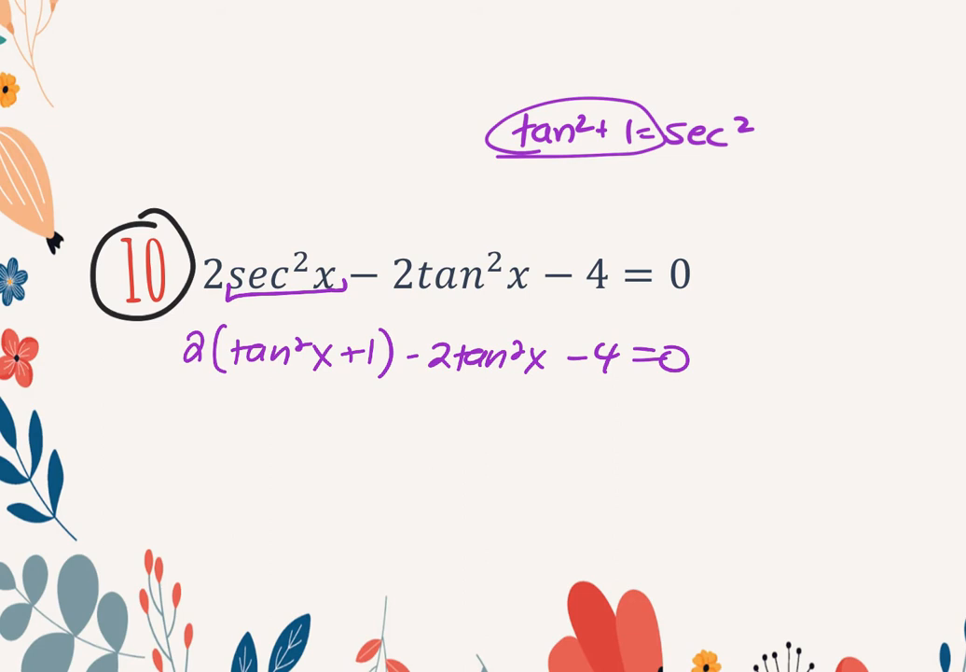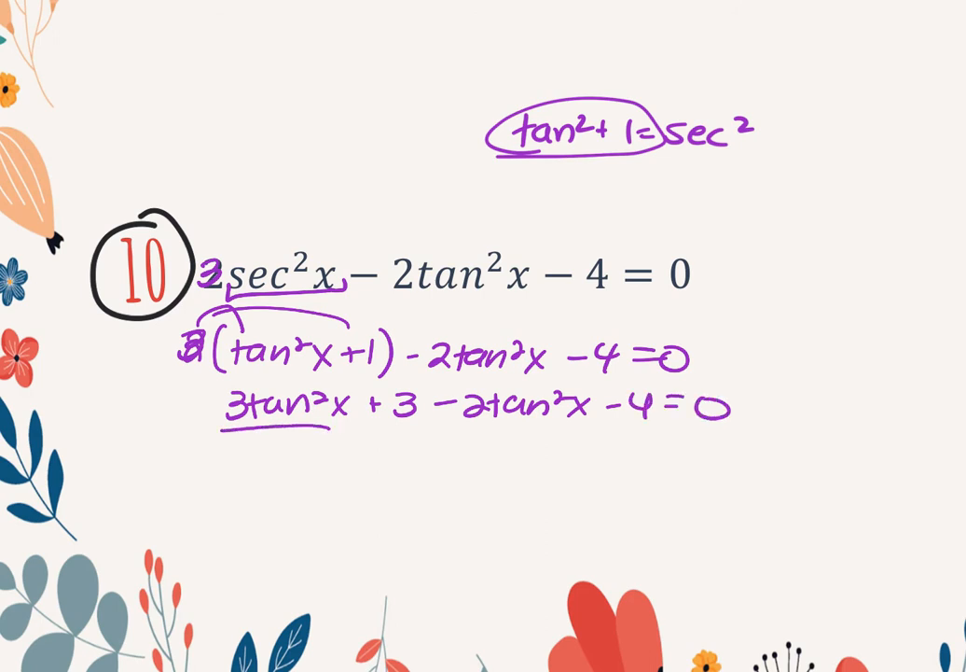Ours is, well, mine is different. It has a 3 at the beginning. This is 3 on yours, so it's 3. Thank you for catching that. Then I would distribute and I would get 3 tan squared x plus 3 minus 2 tan squared x minus 4 equals 0. I want to combine my like terms, so I would combine the 2 tan squareds. 3 tangent squared x minus 2 tangent squared x is tangent squared x. And positive 3 and negative 4 is negative 1.